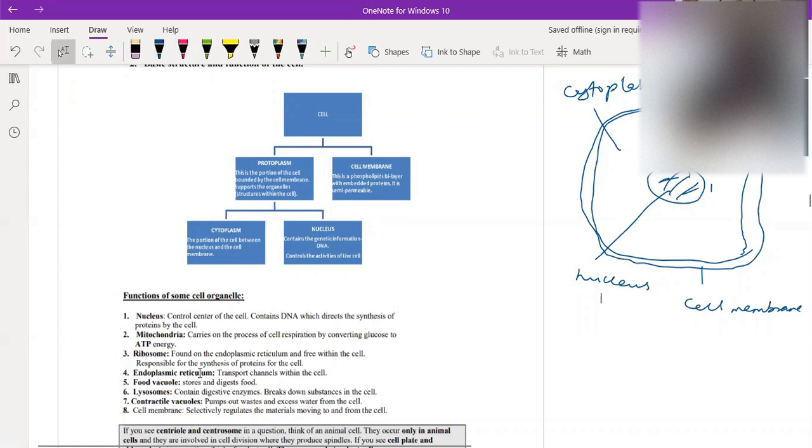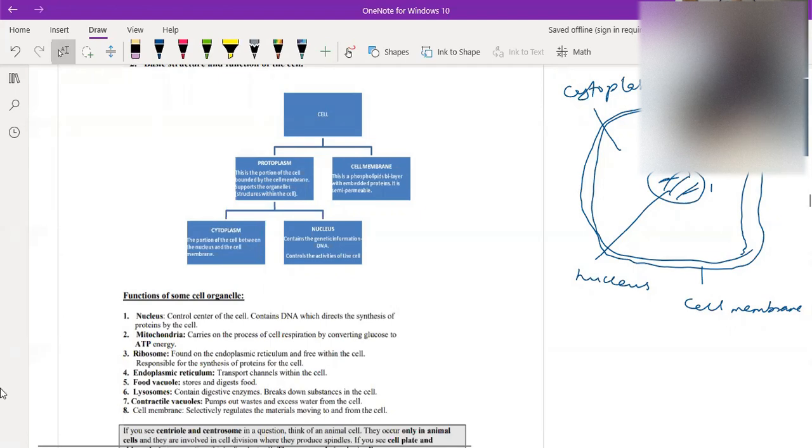So on the test, you have to know the structure of the cell and the functions. Know this very, very well. Structure of the cell and function. They'll always ask a lot of questions on this. And so that's why I have this here for you, function of some cell organelles. All the small structures that you have in there are called organelles, and organelles are like small organs. Okay. So let's begin by looking at the functions of the organelles in the cell.